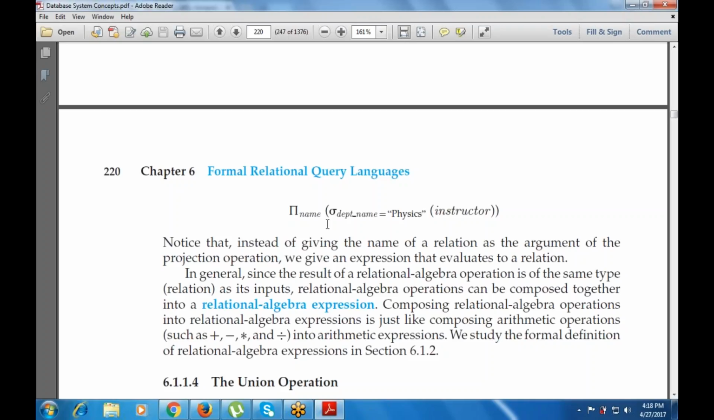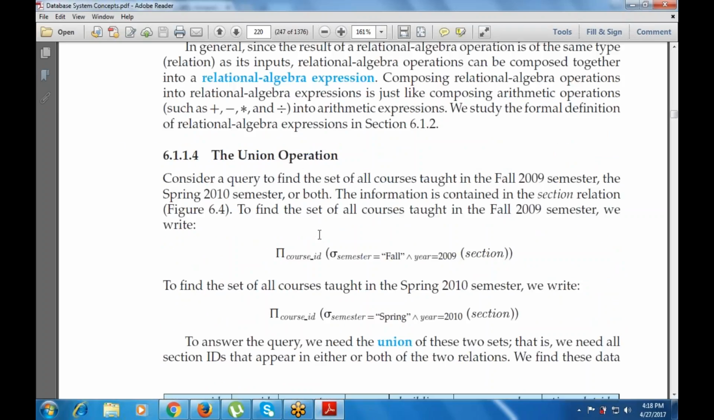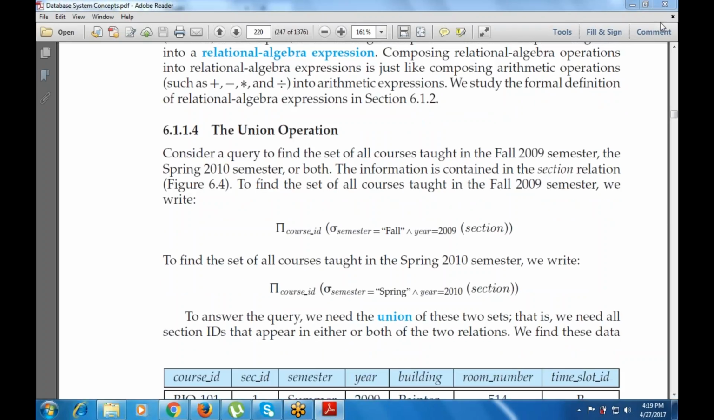So composing relational algebra operations into a relational algebra expression is like composing arithmetic operations such as plus, minus, divide, multiply into an arithmetic expression. Next part is a union. That means combination. Union means combine. Now the next part is a union operation.